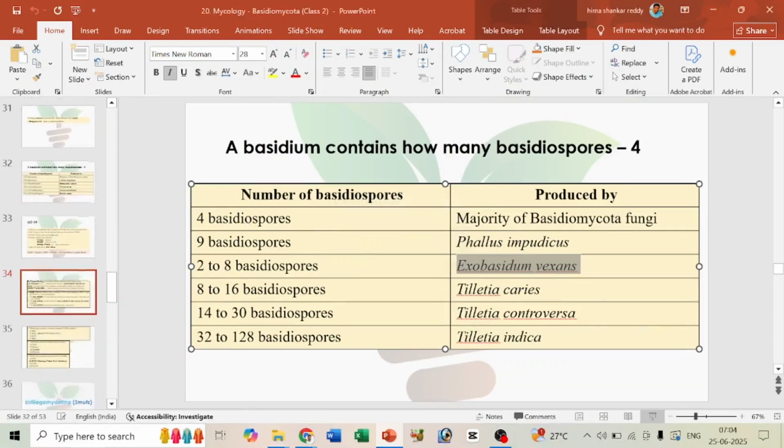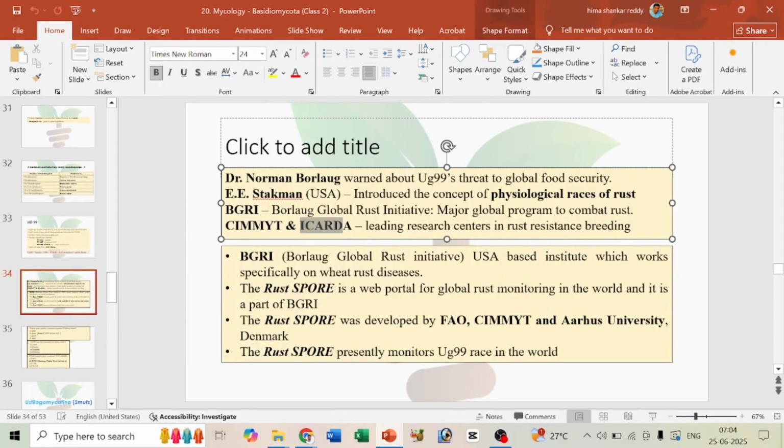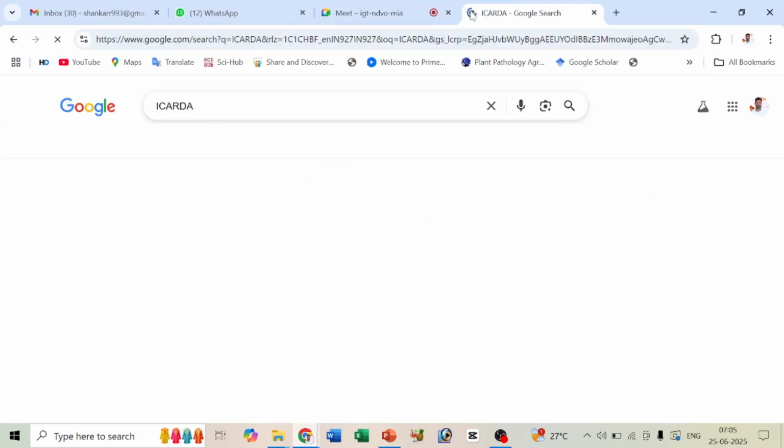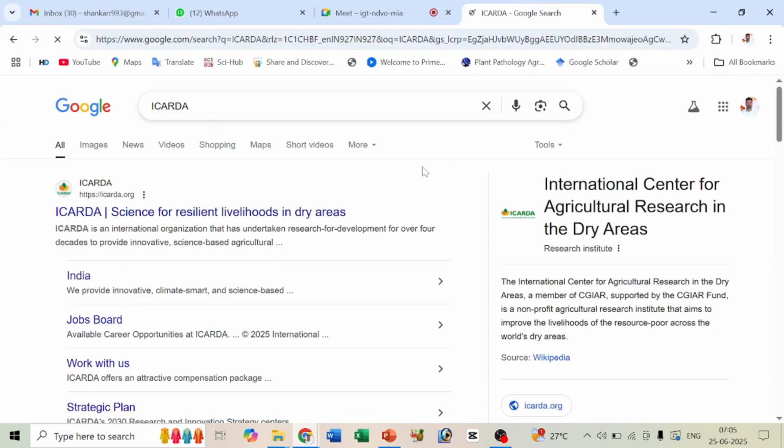So ICARDA is also one of the organizations working on this. CIMMYT means International Maize and Wheat Improvement Center. Let's see what this ICARDA is: International Center for Agricultural Research in the Dry Areas. Okay, fine. So this is also working on combating and developing resistance against this wheat rust.